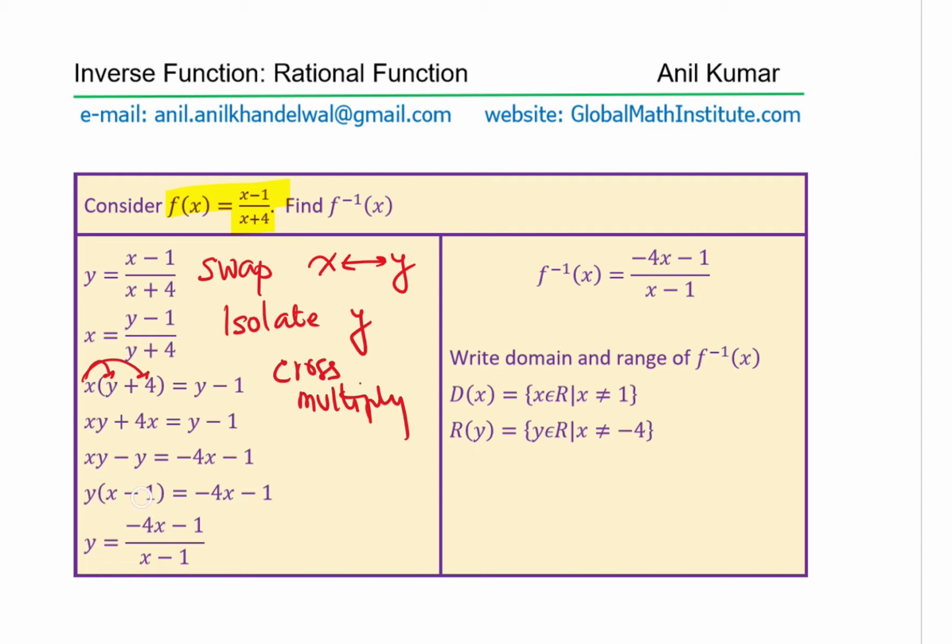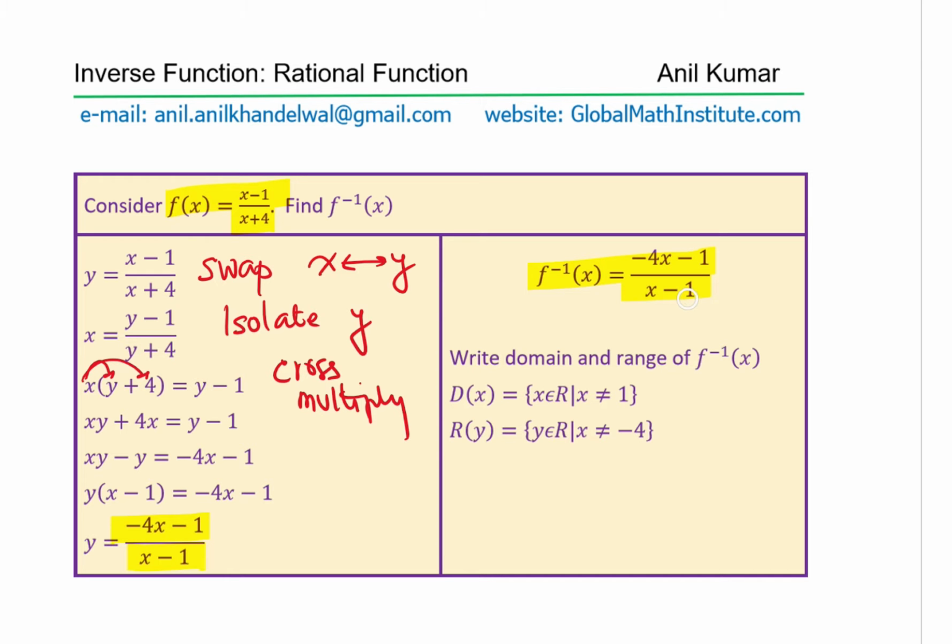and then dividing by x minus 1, we get the inverse of the function in the form minus 4x minus 1 over x minus 1. So here is the inverse of the function, which is minus 4x minus 1 over x minus 1. Correct? So that is how you find the inverse of the function.